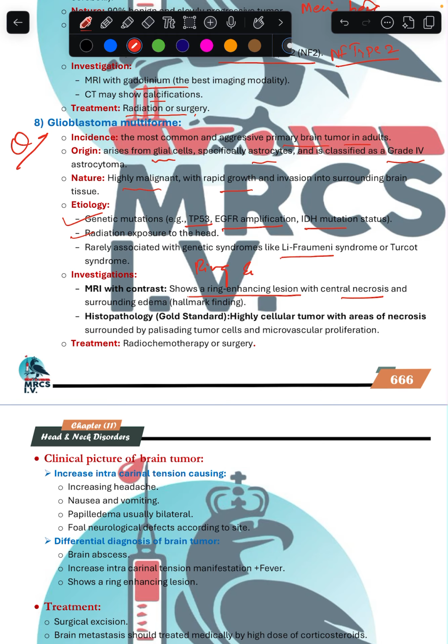Ring enhancing plus central necrosis. This is the hallmark. Histopathology, the gold standard: highly cellular tumor with areas of necrosis surrounded by palisading tumor cells and microvascular proliferation. Radiotherapy is the treatment.